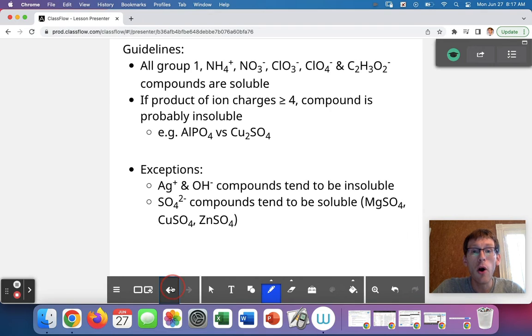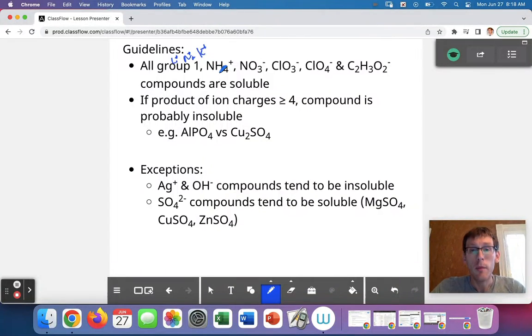Now, you could always refer to this table here, but just some guidelines on solubility. Guideline number 1, any group 1 ion, meaning lithium ions, sodium ions, potassium ions, any of those group 1 ions, or ammonium ions, nitrate ions, chlorate, perchlorate, or acetate, any compounds involving those ions are soluble with absolutely no exceptions. Another guideline is that if the product of the charges of the ions in a compound is greater than or equal to 4, the compound is probably going to be insoluble.